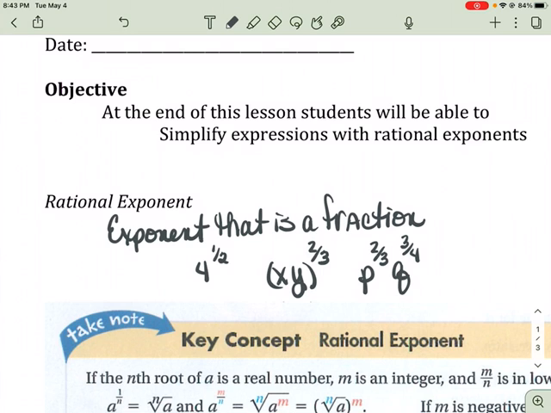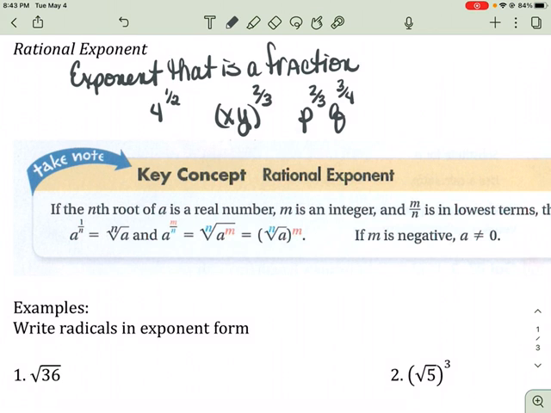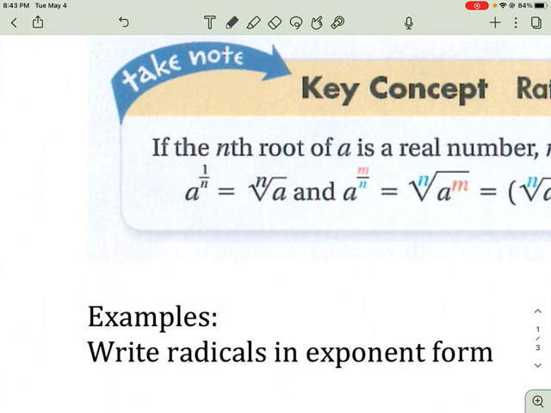Now, there's a relationship between rational exponents and radicals. Remember, radicals are like our cube roots, our square roots, our fourth roots, and now we're going to deal with fractional exponents. And here's the relationship. If the nth root of a is a real number, m is an integer, and m over n is in lowest terms, then a to the 1 over n is the nth root of a. Okay, so let's just stop there. That means that the index is the denominator of our fractional exponent.